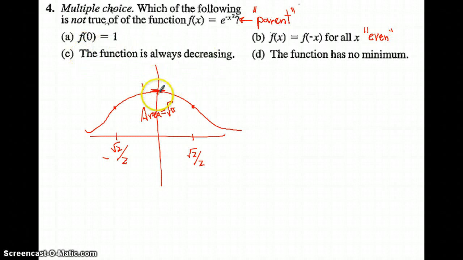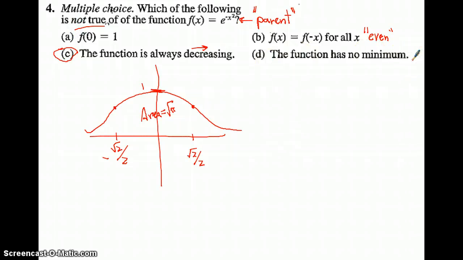The function is always decreasing. Well, over here it's increasing. That means as we move left to right. That's what they mean by always decreasing. It means as you move left to right, the value of y is always going down. Well, it is from here on. But back here, this range here in this zone, as x goes up, y goes up. So this is not true. We're looking for stuff that's not true.